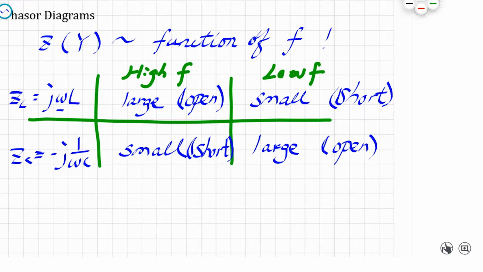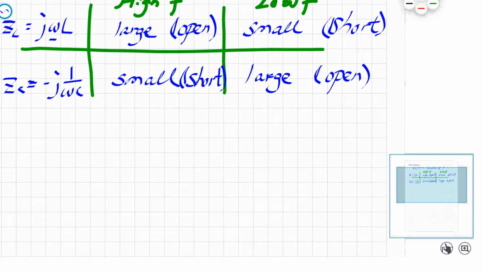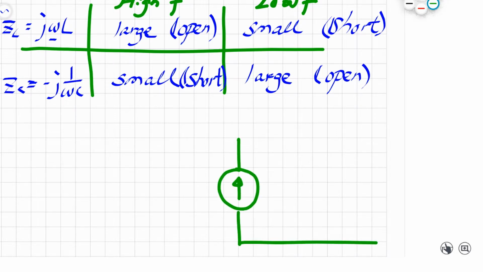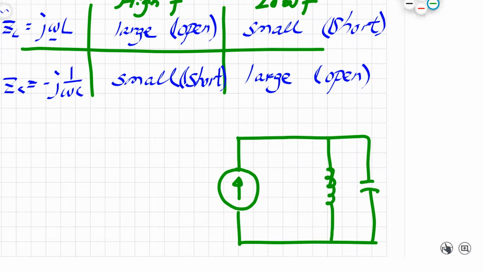We can also examine that by looking at a circuit. First we want to look at a couple of elements: resistors, inductors, and capacitors, and put them in parallel in a very simple circuit here. So we have a current source, and we have a couple of elements in parallel: a capacitor here, an inductor here, and a resistor here. They're all in parallel.